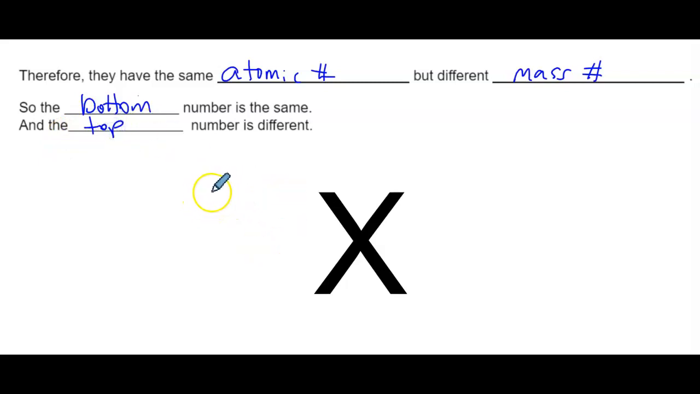So this is going to be different when I'm comparing two, and this will be the same when I'm comparing two symbols with their numbers. If this number is the same on both the X's, or the elements, and this number is different, then they are isotopes. If it's same, not isotopes. If this is same, different, not isotopes.